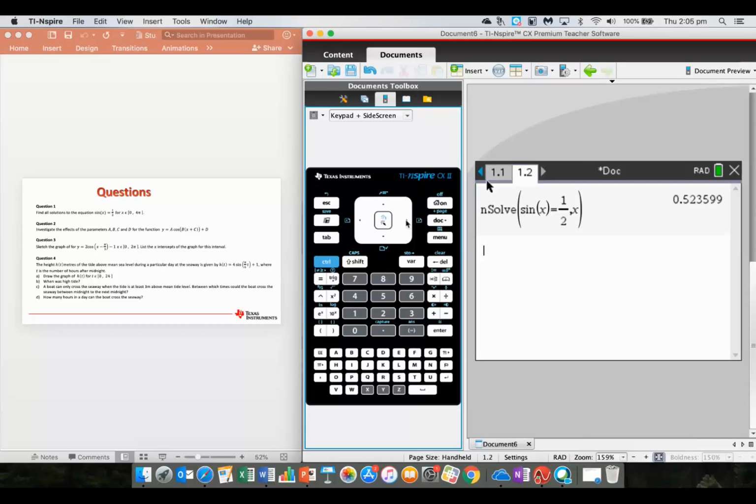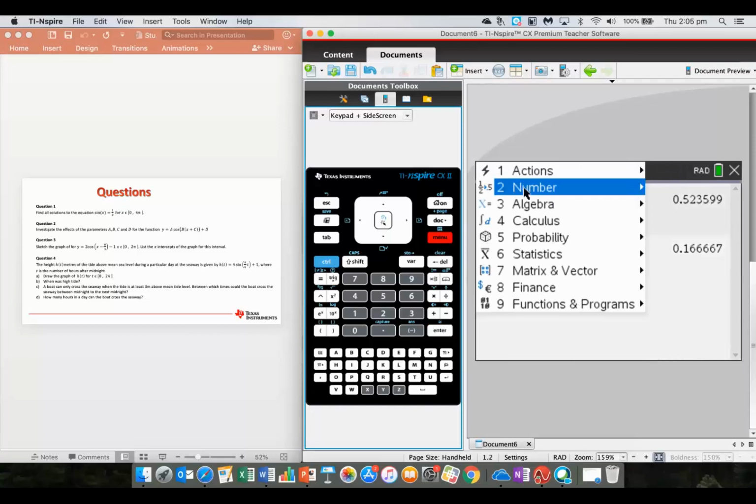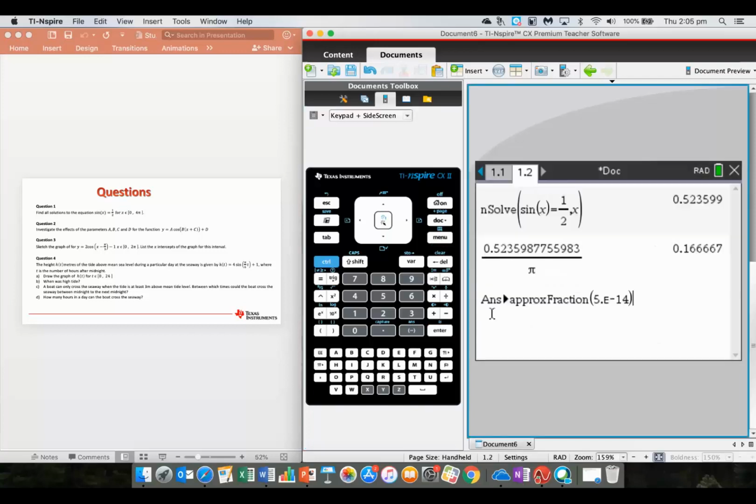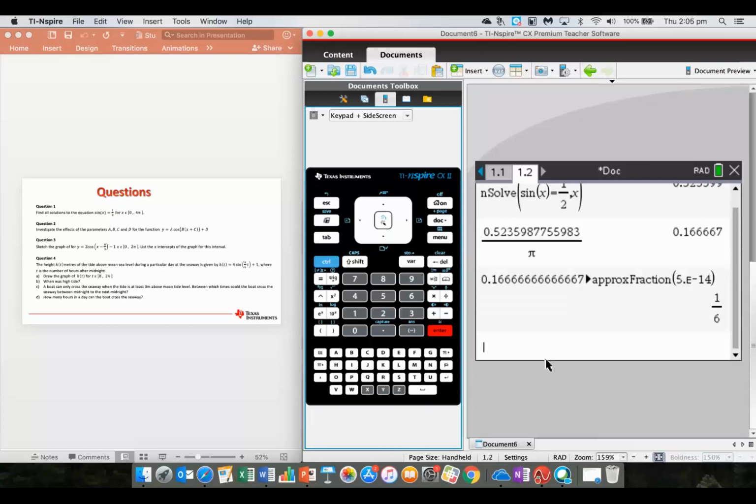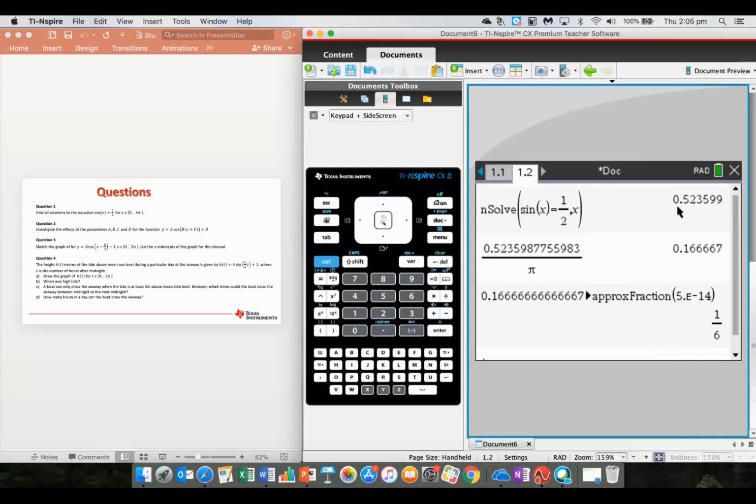What we can do though to convert the answer to exact form is remove the pi and then turn it into a fraction. So let's divide this solution by pi, approximate this answer to a fraction: menu, number, approximate to fraction, and I can see that that answer is actually 1/6. So that tells me that the decimal 0.5235 is really the same as pi on 6.